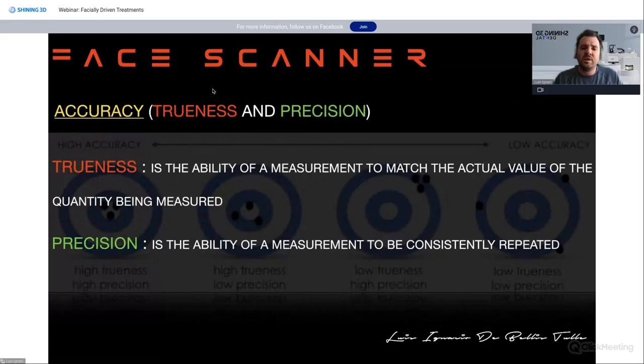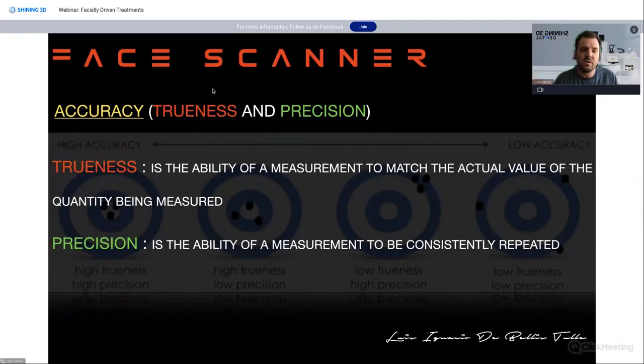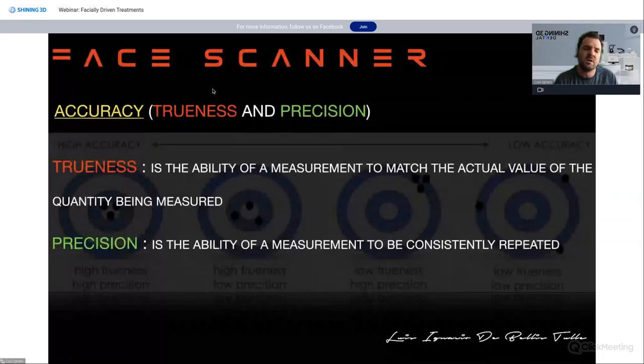When I was speaking about accuracy, I told you that accuracy is under the umbrella of trueness and precision, and this is extremely important not just for facial scanning, also for intraoral scanners. And we obviously want to have high trueness and high precision. If we get both of these, we are going to get accuracy. If we lower some of this trueness or precision, then we are not going to get good accuracy, and that's what happens with cheap scanners.